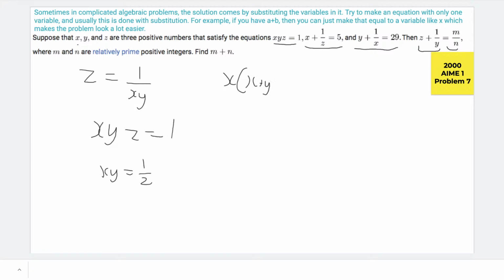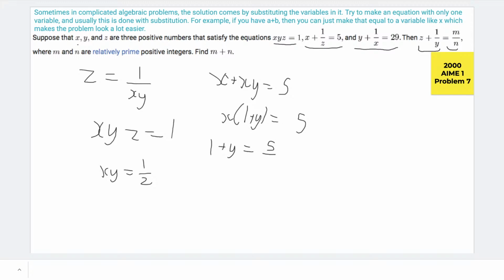So we have, I'll just write the whole thing down. We have x plus xy equals 5, and this factors as x times (1 plus y) equals 5. Now we want to find the value of 1 over x, so we can substitute that in there. This can be done by first dividing both sides by x: 1 plus y equals 5 over x.